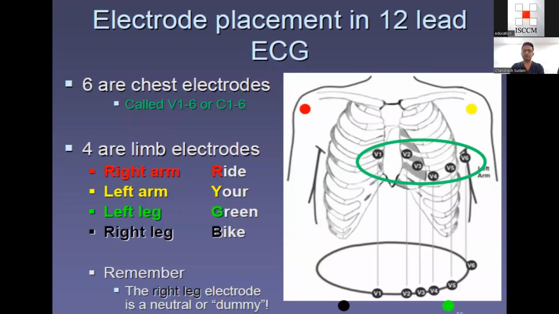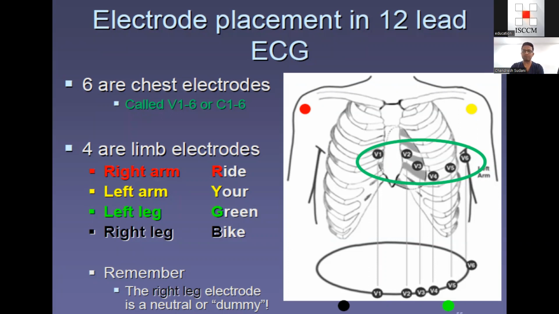As a nursing care provider, everybody should understand that an ECG will be read properly only if it is taken properly. The electrode placement is very important. There are a total of 6 chest electrodes, generally called V1 to V6. And apart from that, there are 4 limb electrodes, which we keep on the 4 extremities.